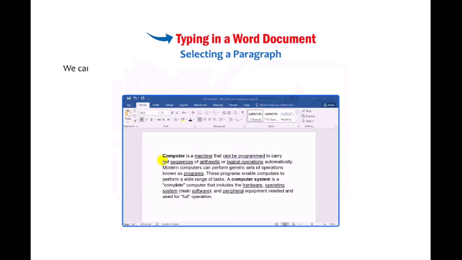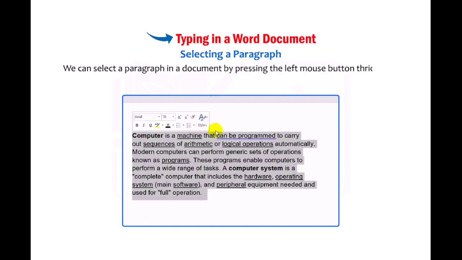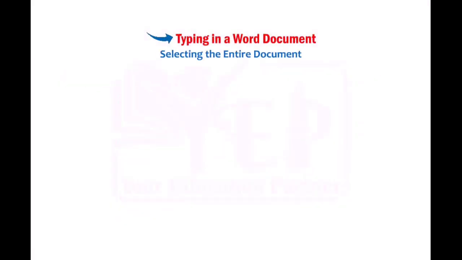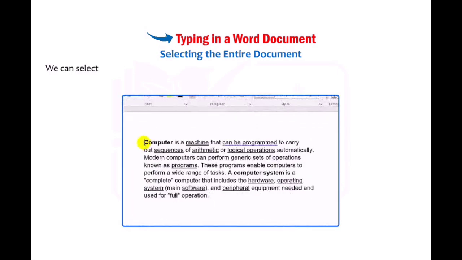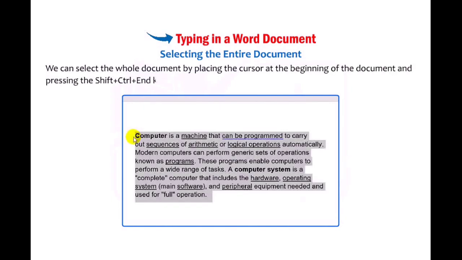Selecting a paragraph. We can select a paragraph in a document by pressing the left mouse button thrice over the paragraph. Selecting the entire document. We can select the whole document by placing the cursor at the beginning of the document and pressing the Shift plus Control plus End key.